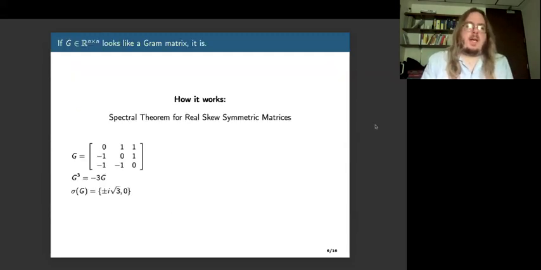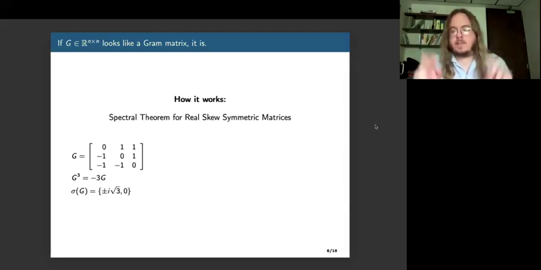So the idea is that if I have a skew symmetric matrix that, I'm going to put this in quotes, looks like a Gram matrix of an ETF in real symplectic space, it is one. And what I mean by that is if I have a skew symmetric matrix G that satisfies the necessary properties, then in fact I can pull a symplectic ETF out of it. So here I have such an example.